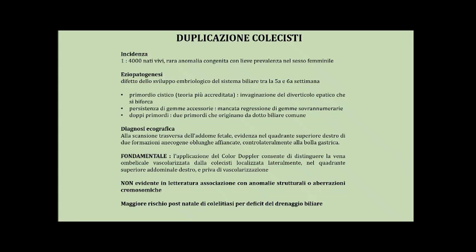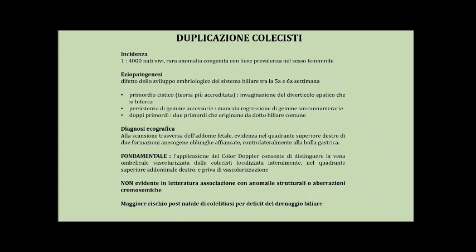Less accepted is the persistence of accessory buds theory, which are produced in large numbers between the 5th and 6th week, but those supernumerary ones then regress. When this does not occur, their persistence can be responsible for the development of a duplicated gallbladder, as also happens in the case of double primordia, that is, from the common biliary duct two formations arise, two cystic primordia, from which two gallbladder structures will then develop.